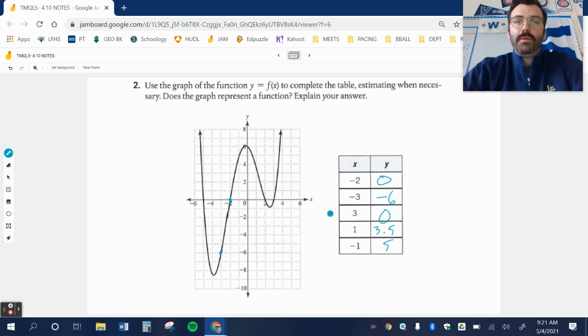All right, so here's what I came up with: -3, 0, which we did together, -3, -6, 3, 0, which is right here, 1, comma 3.5. If you said like 3.2 or something along those lines, anywhere in between 3 and 4, really, and then -1, comma 5. Does this graph represent a function? Yes. X does not repeat.